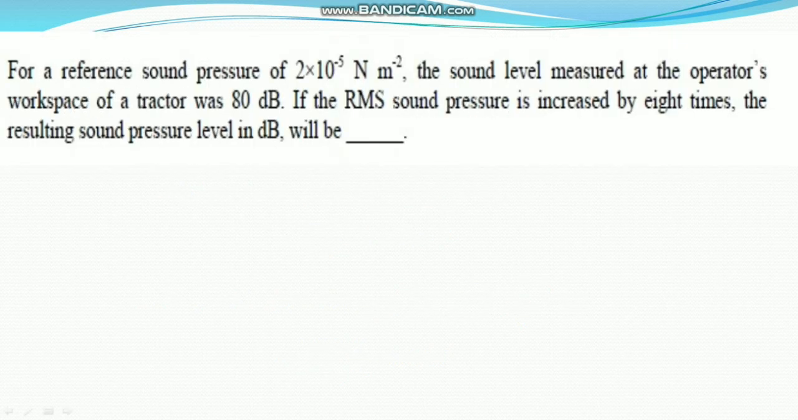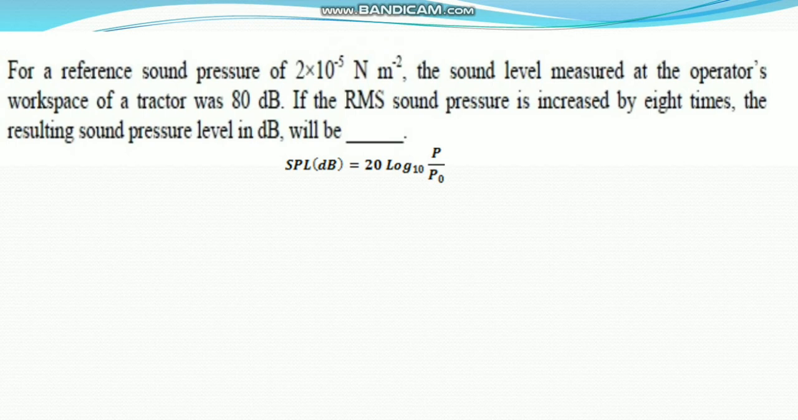For a reference sound pressure of 2 into 10 to the power minus 5 Newton per meter square, the sound level measured at the operator's workspace of a tractor was 80 decibel. If the RMS sound pressure is increased by 8 times, the resulting sound pressure level in decibel will be dash. So we know this is a very simple problem.